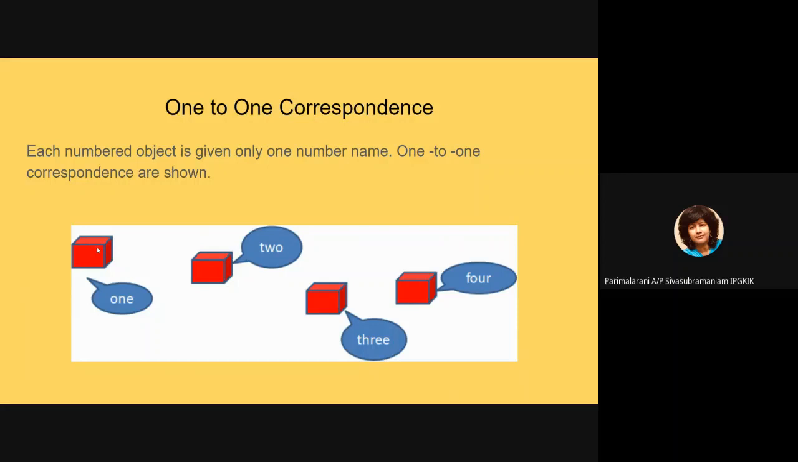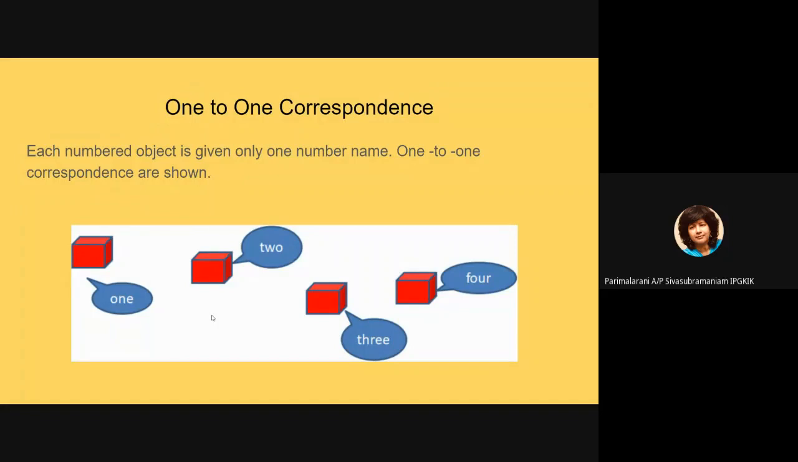The first object, you touch it and you say 1. Second object, you touch it and you say 2. Third object, touch or point at it and say 3. Fourth object, you point at it and say 4. So each object only has one number name. When you point or touch and say the number name, then you are doing one-to-one correspondence.